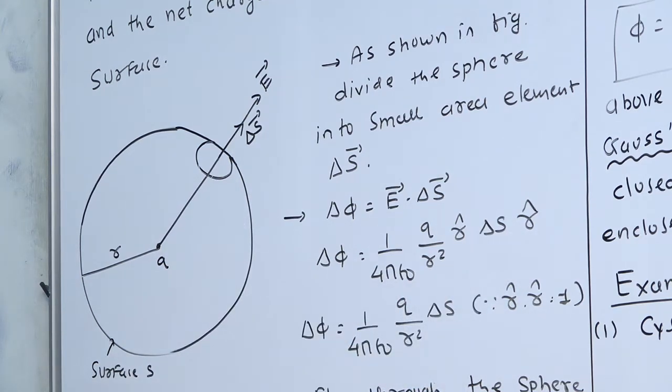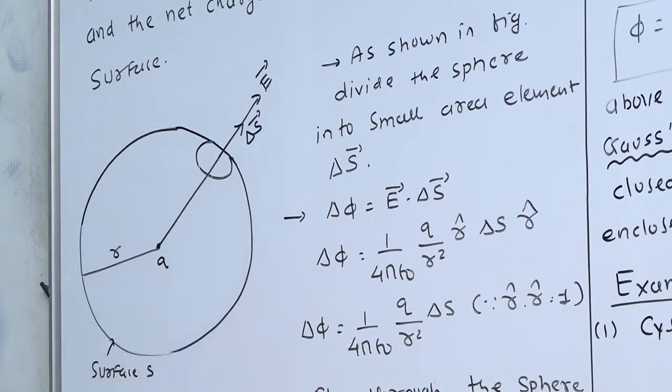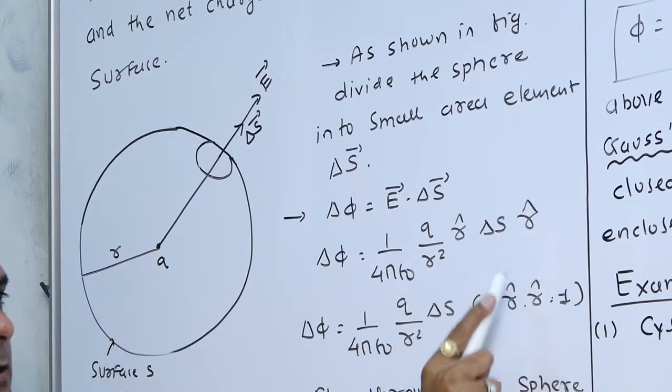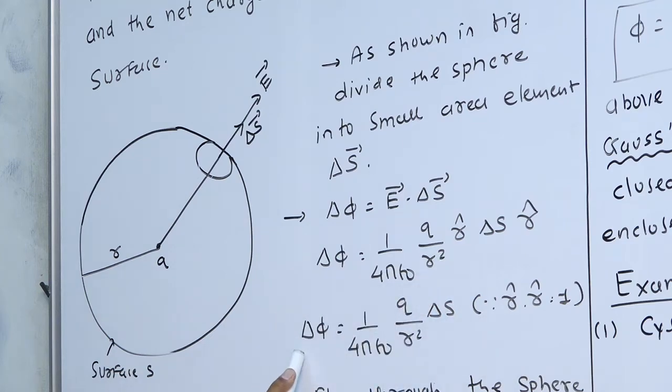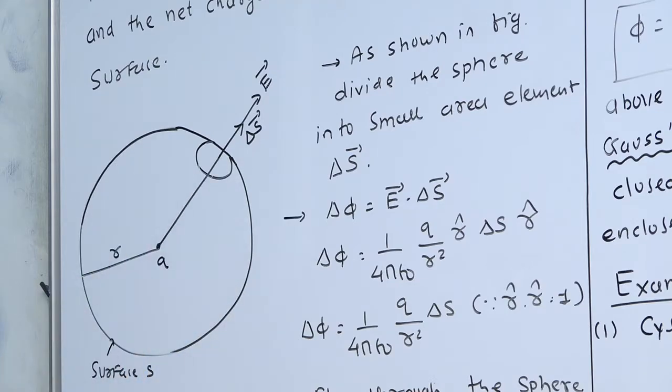R cap is the unit vector in the direction of delta S. So simply, delta S is replaced by delta S into r cap. Now r cap dot r cap is equal to 1. So from the above equation, delta phi is equal to 1 upon 4 pi epsilon 0, q by r square, into delta S. This is the equation of the electric flux linked with only one area element.